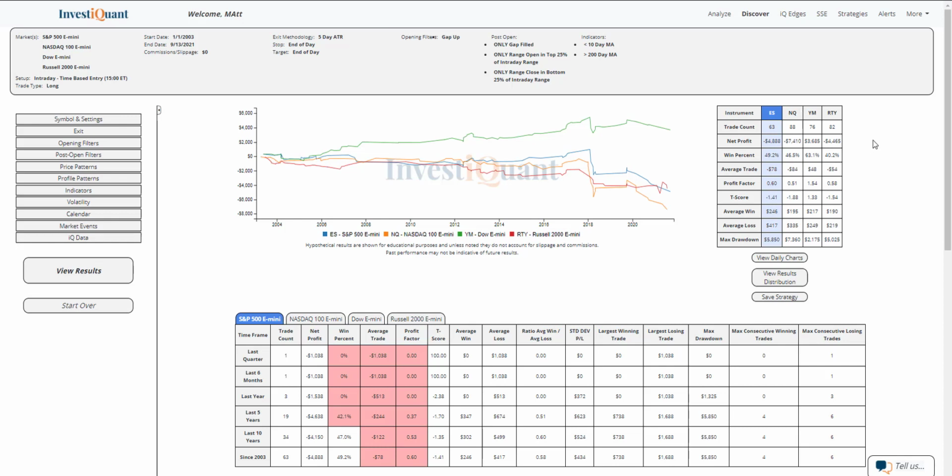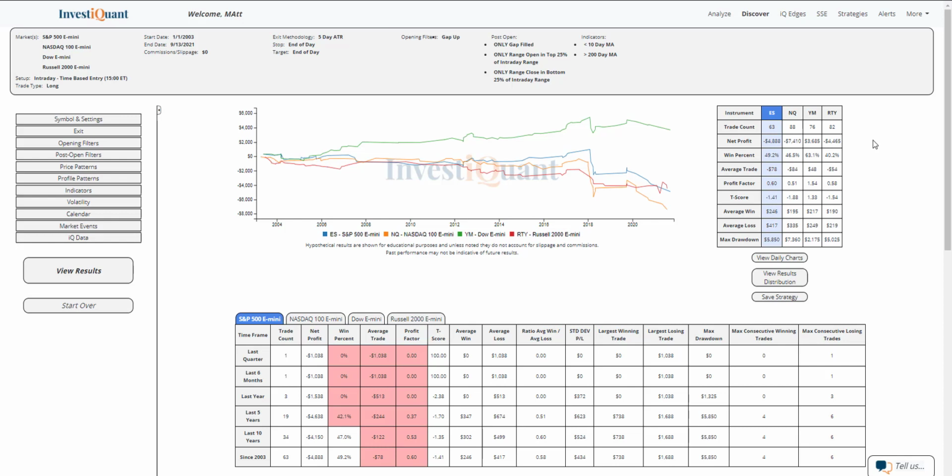Historically, the S&P has 63 samples, the Nasdaq 88, the Dow 76, and the Russell 82. The win rates on these are fairly mixed. The S&P very neutral, the Nasdaq pretty neutral, the Dow favored, the Russell weak. So not seeing consensus on the win rates there.